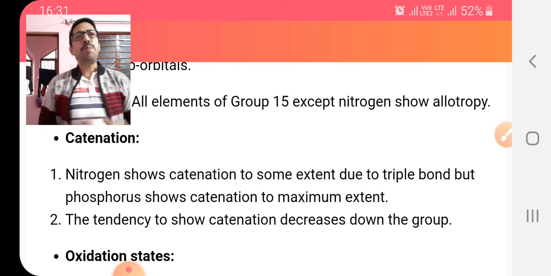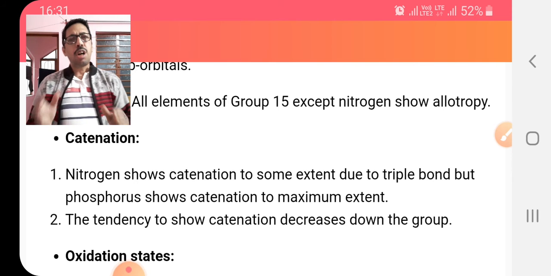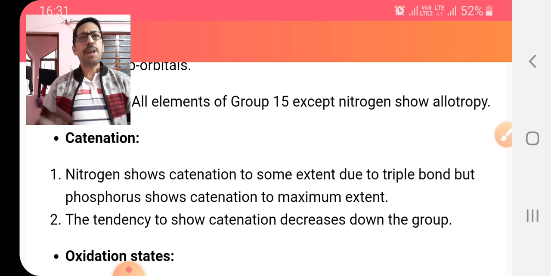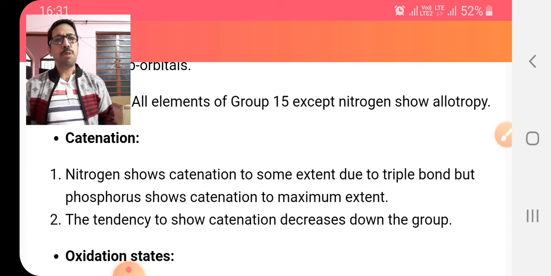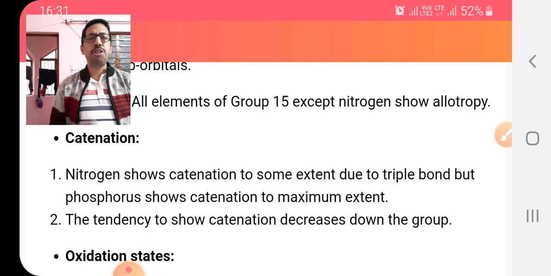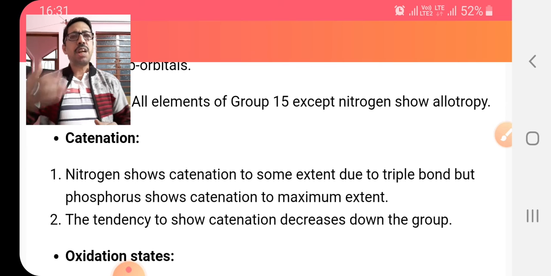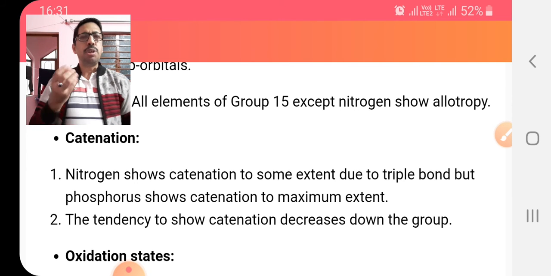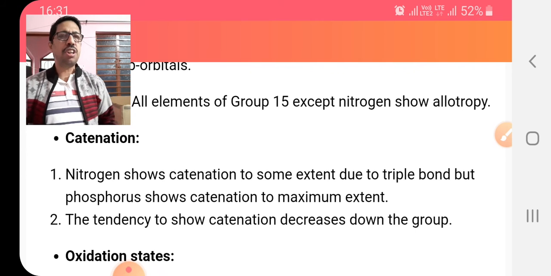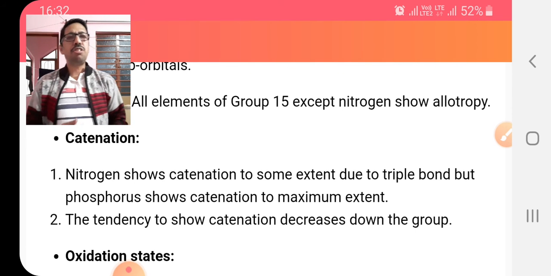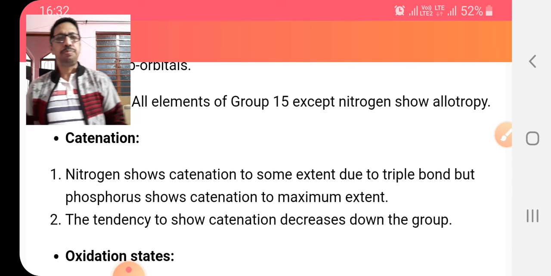Among all the p block elements, carbon is the only element which shows the maximum catenation property. And due to showing the maximum catenation property, carbon can form a large number of compounds, which resulted in the generation of a new branch of chemistry, and that is organic chemistry.